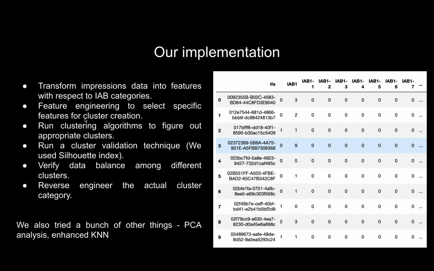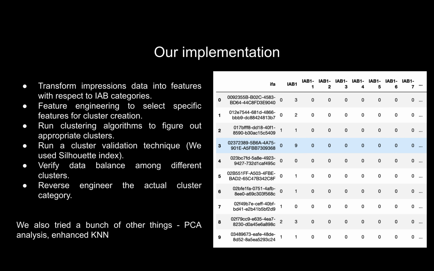For our implementation, we're basically doing feature engineering to select specific features for the clustering algorithm. Then we're running clustering algorithms to figure out actual clusters. We are actually using three types of clustering algorithms: k-means, LDA, and GMM, for which we'll refer to the next slides for results. Then once we do that, we run a cluster validation technique, which tells us if the cluster is stable or not. If the value, called the silhouette index, is close to 1, then the cluster is pretty much stable.